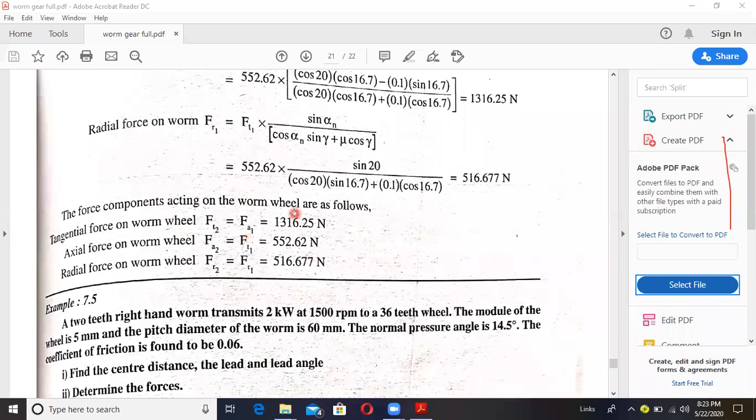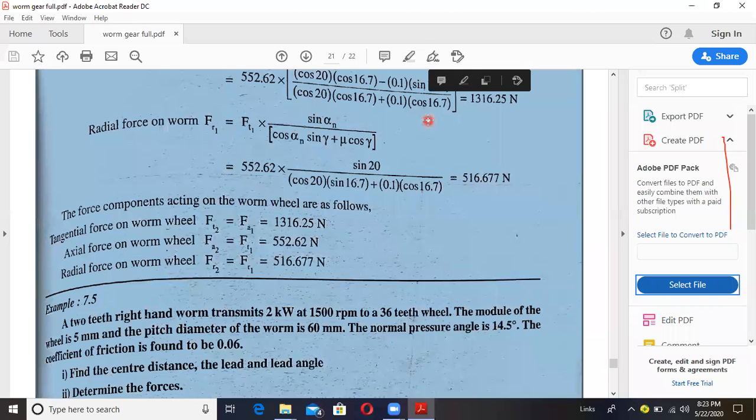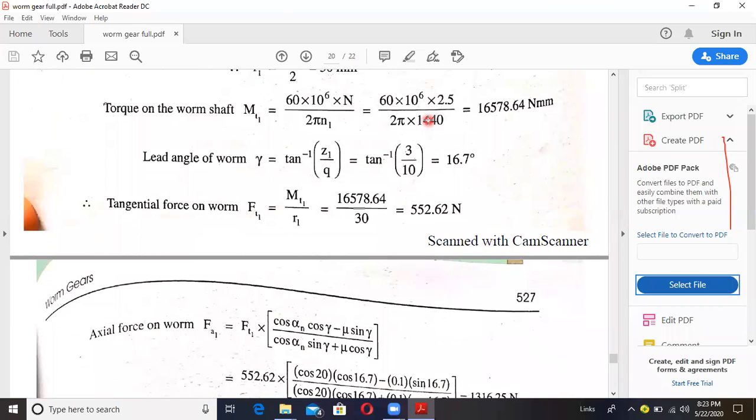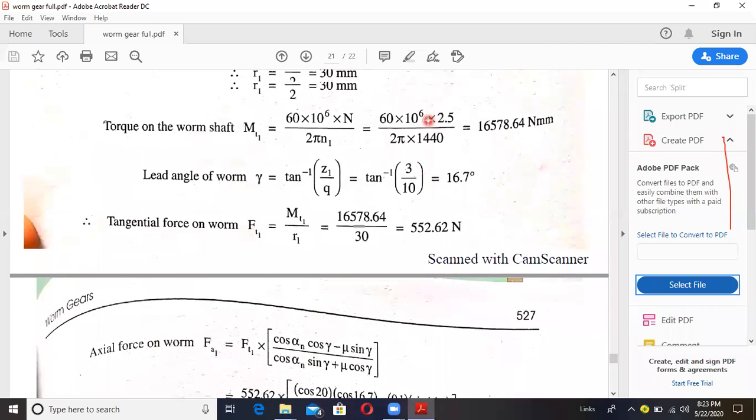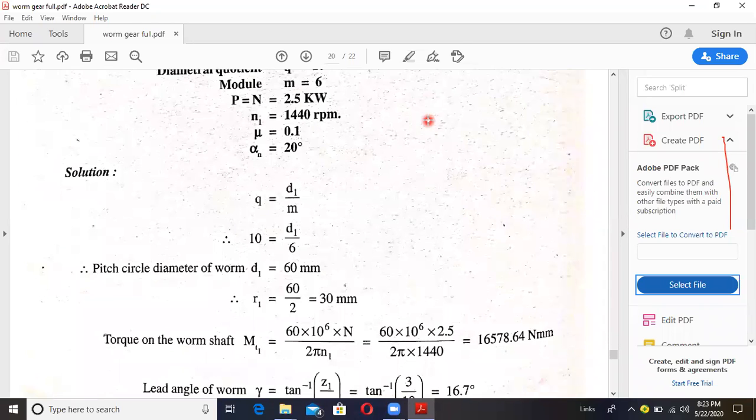These formulas you won't get in the data book, so you have to remember them. In this way, we calculate the forces acting on the worm and the worm wheel.